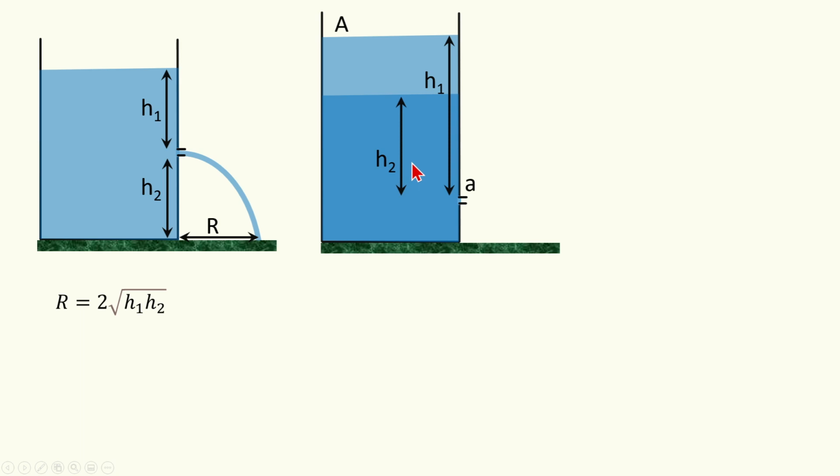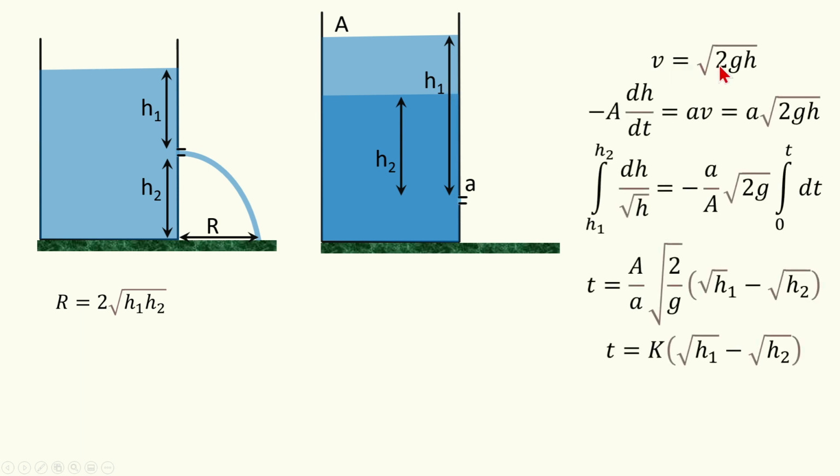So if you want to determine that time, what we can do is take any intermediate position, right, at which the height was small h, right? And at that particular small h, the velocity of efflux will be root 2gh, and that is considering small a is much less than capital A.